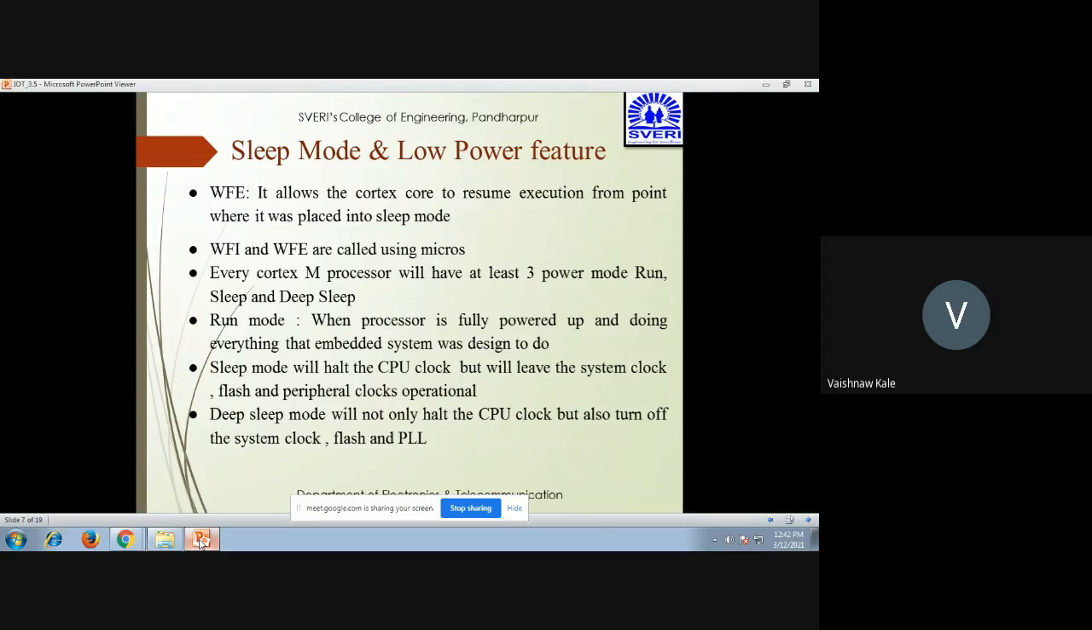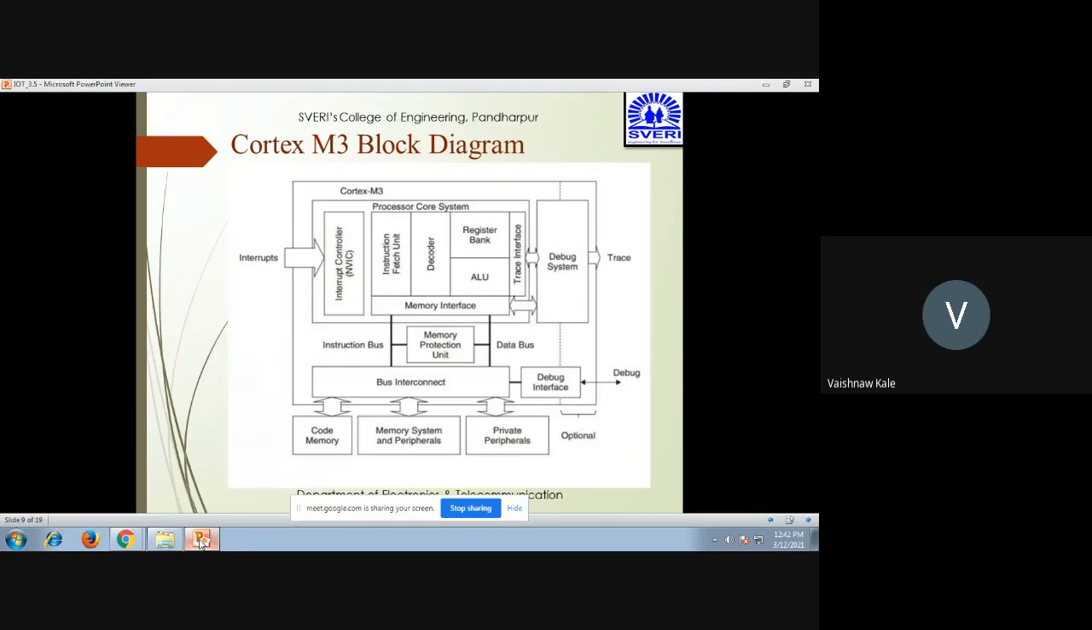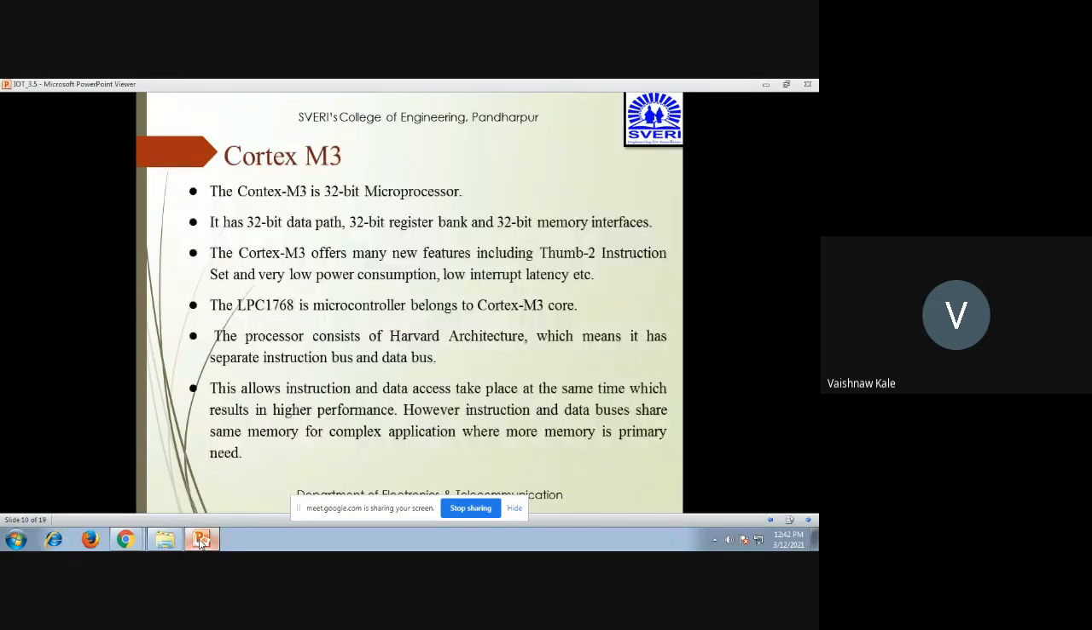Then there are three power modes: run mode, sleep mode, and deep sleep mode. In run mode, it is fully powered. In sleep mode, the CPU clock is halted, whereas the others are operational. Whereas in deep sleep mode, not only the CPU clock, but the system clock, flash, and PLL are all halted. Then the block diagram of Cortex M3. Then we have seen these features of the Cortex M3.